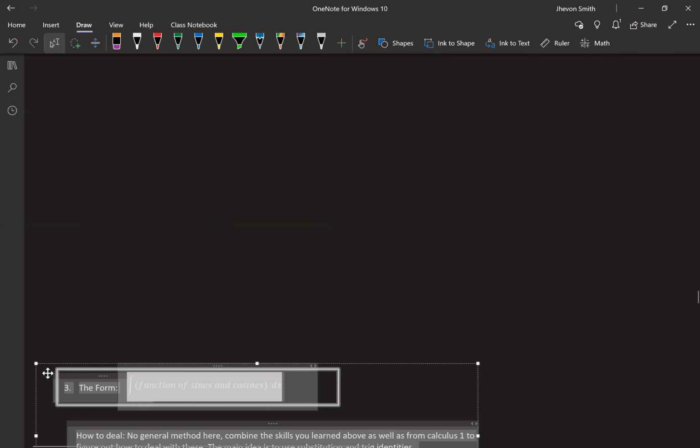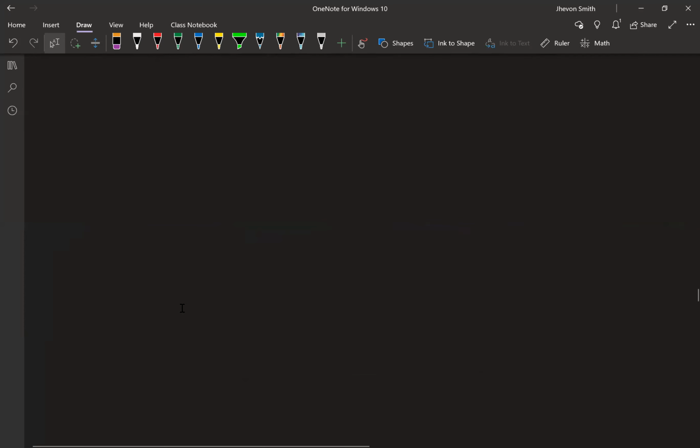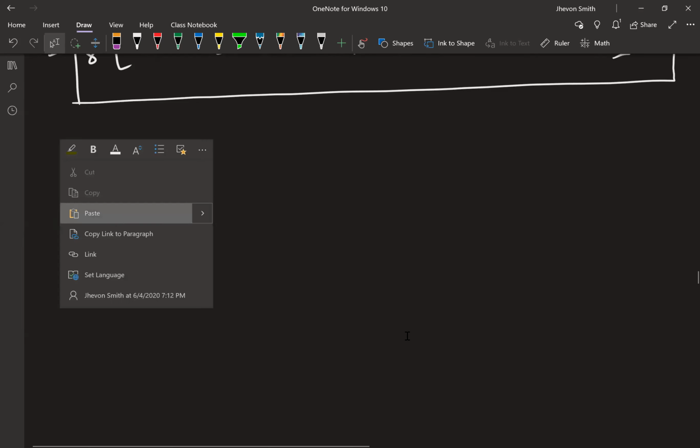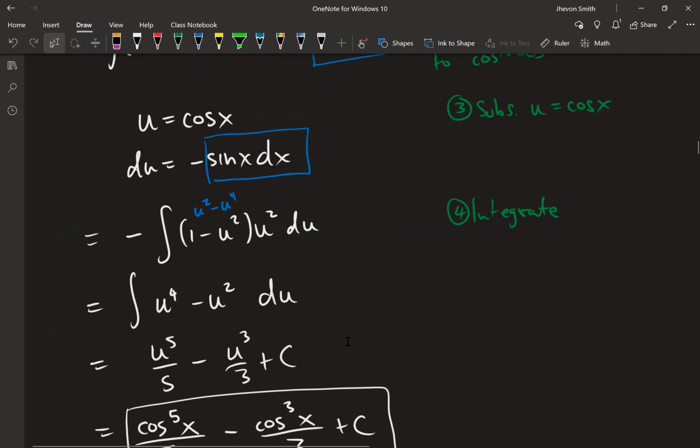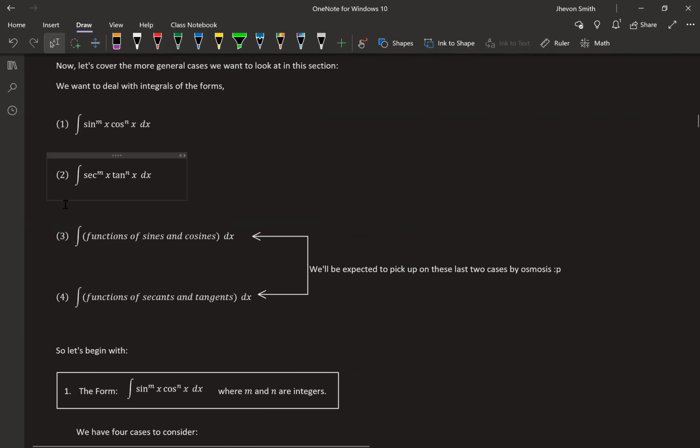We're going to jump to case, not case 3, but form 3. Just to review what that was, there are four forms that we want to talk about. Sines and products of sines and cosines, where they each have potentially different integer powers. Products of secants and tangents. Random functions of sines and cosines. Random functions of secants and tangents. We covered all variations of form 1 just now. Now you know how to deal with all such situations. I'm jumping to form 3 because it's also involving sines and cosines, and we're kind of in that mode. So we're just going to go down to form 3 here.